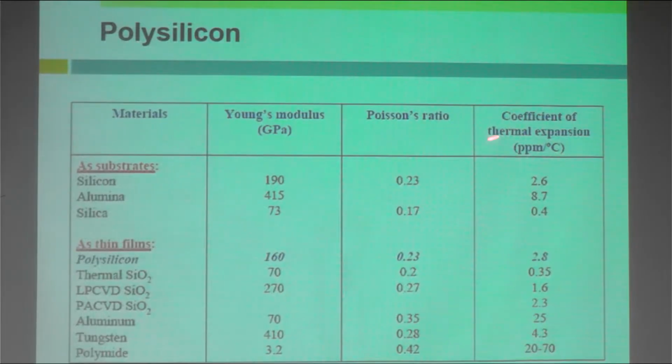Then the coefficient of thermal expansion: you can see here polysilicon 2.8, silicon 2.6, and of course aluminum 25. So as for metal, thermal expansion is very high. Then you can see that silicon and polysilicon are stable materials with regard to thermal expansion. So that is part of the properties required for MEMS or micro devices, as I mentioned before.